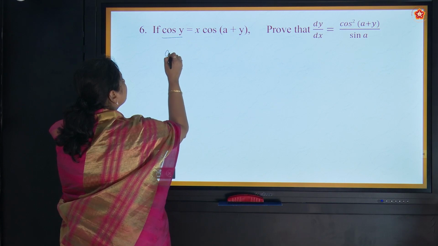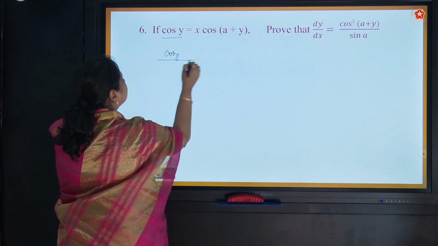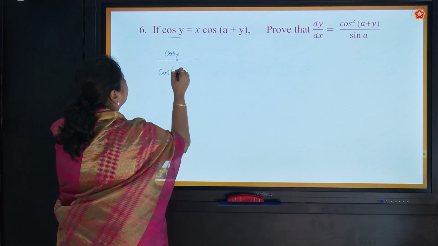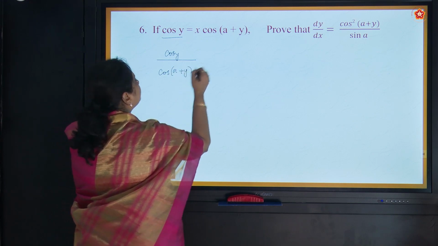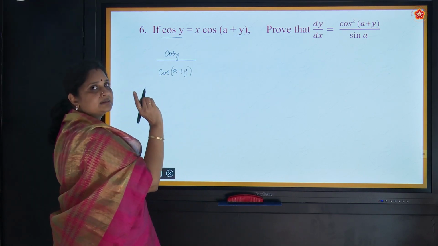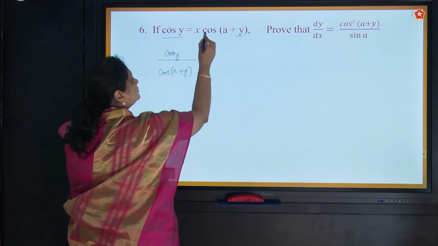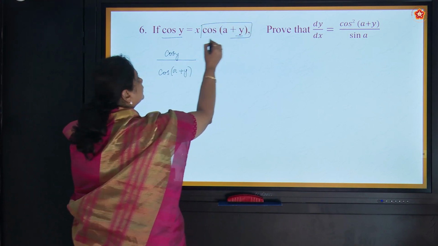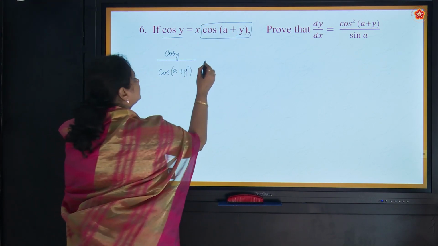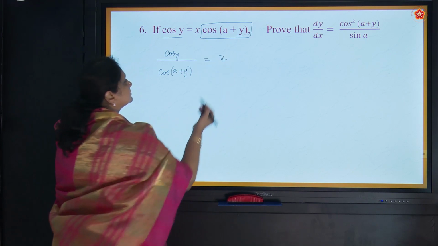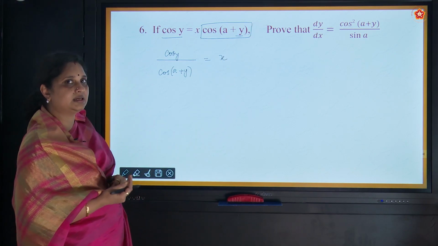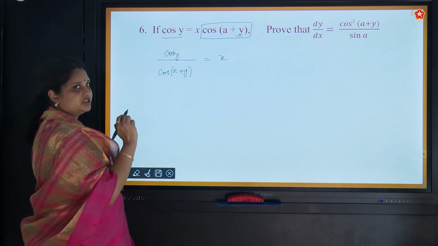So I'm going to write this as cos y divided by cos of (a plus y), because here also I have y. I'm going to bring it to one side. I can't bring this alone because it's part of a function. I'm going to bring the function itself to this side and write it like this, only x on the other side. Now I'm going to go about differentiating.